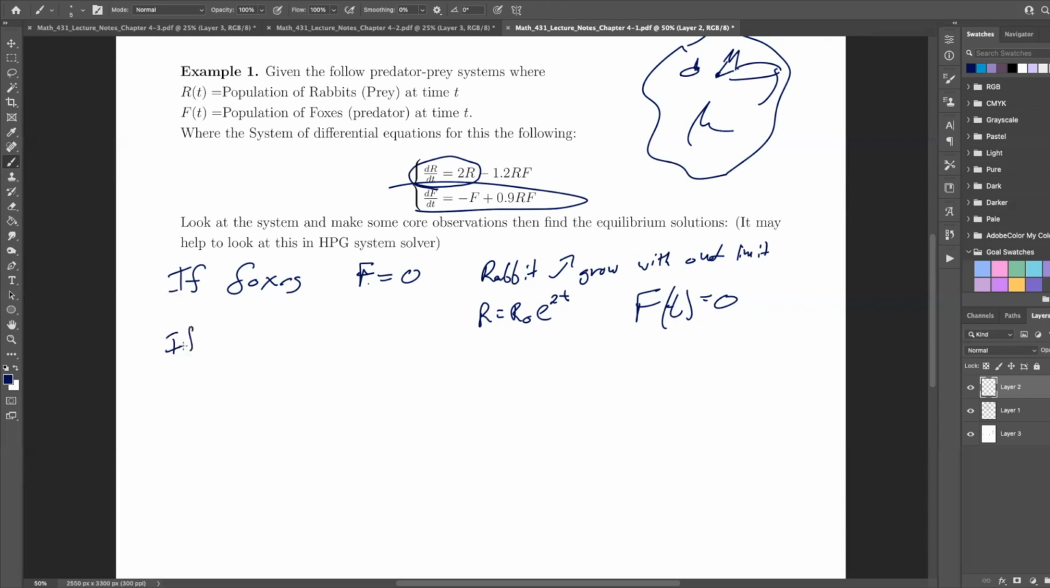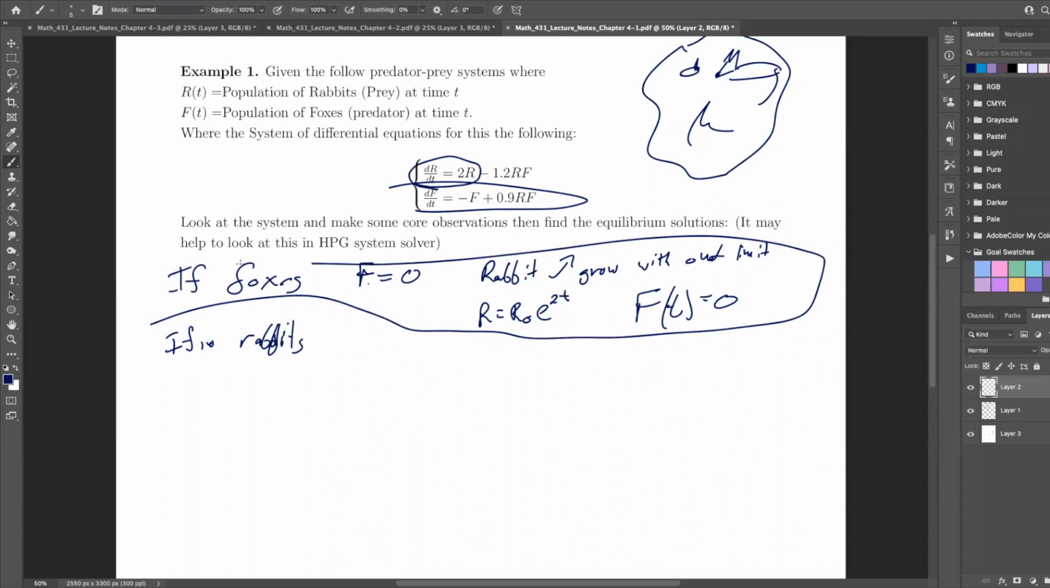What happens if I have no rabbits? So I have no bunnies. Now, does this kind of exist in real life? Is there any place where there's rabbits without predators?